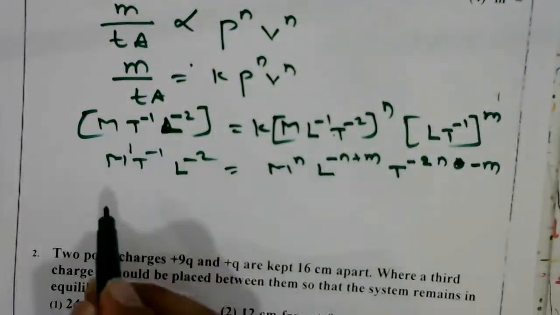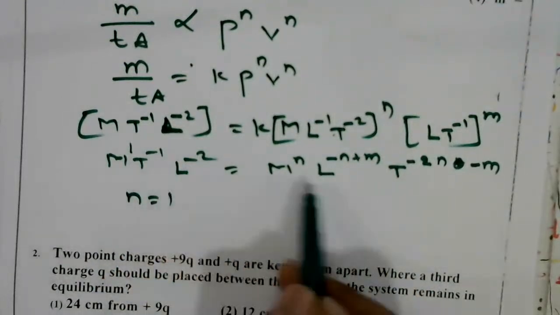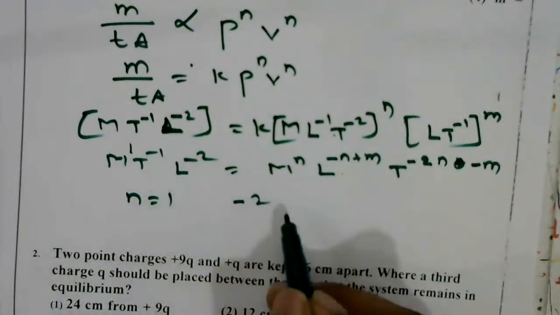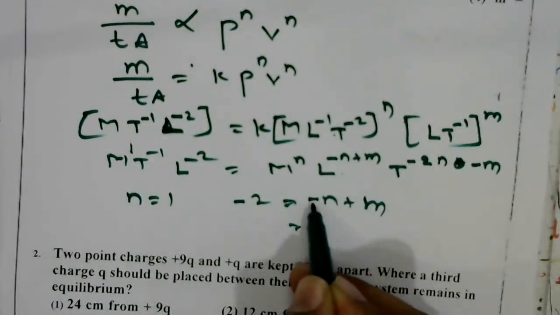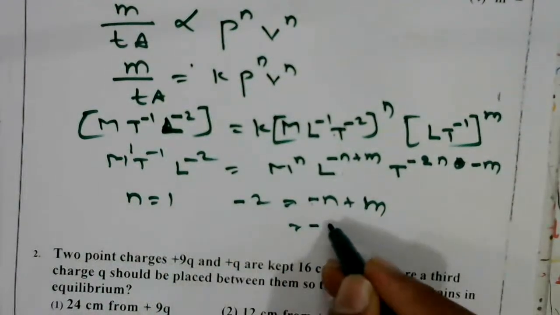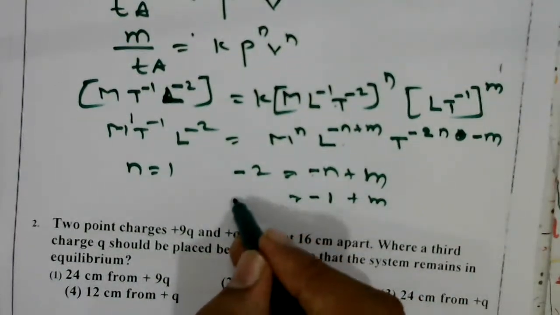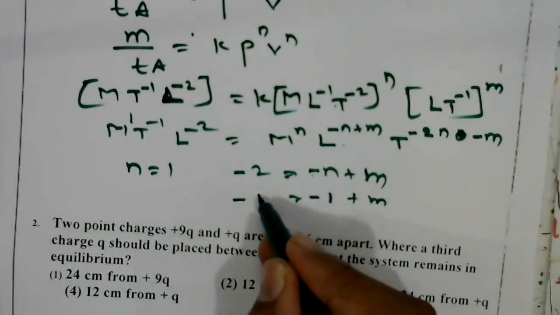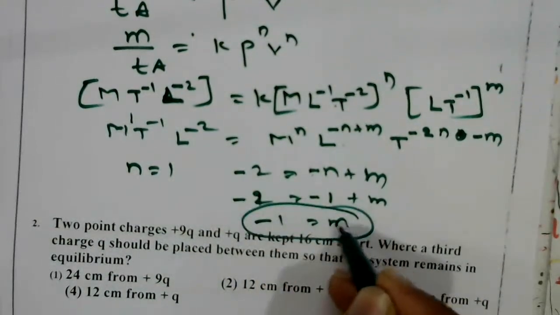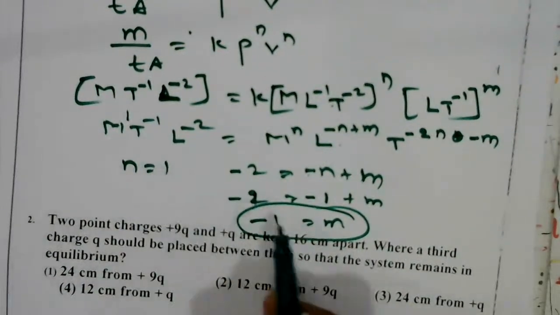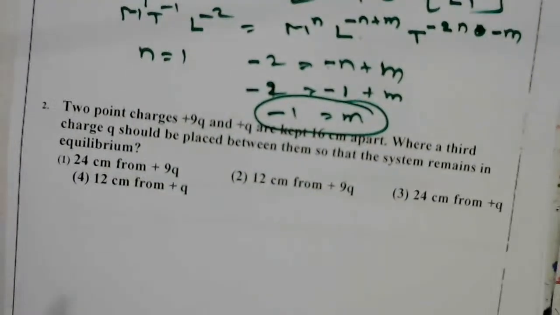See, M is 1 there, so n equals 1. Second, we can equate for L. Here L is minus 2 on LHS, and on RHS L is minus n plus m. So minus n equals 1 plus m. When you take this to the LHS, this becomes minus 1, equal to m. M equals minus 1, and 1 is nothing but n. The relation between m and n is m is equal to minus n.